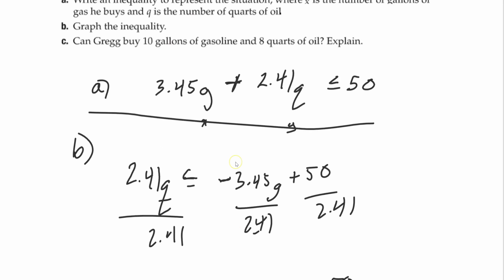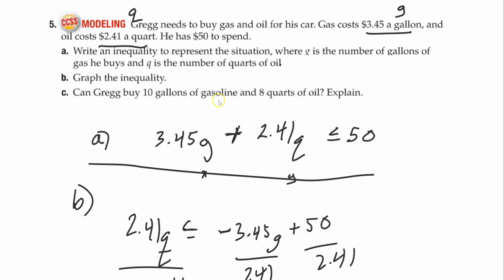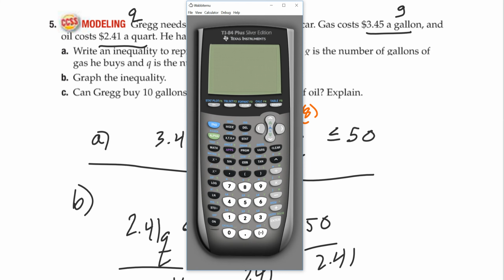Next question: can Greg buy 10 gallons of gasoline and 8 quarts of oil? Explain. Well, easiest thing to do there is just plug it in. Gas is 10. Plug in 10. Plug in 8. See if it fits. I'm going to use my calculator in this case.